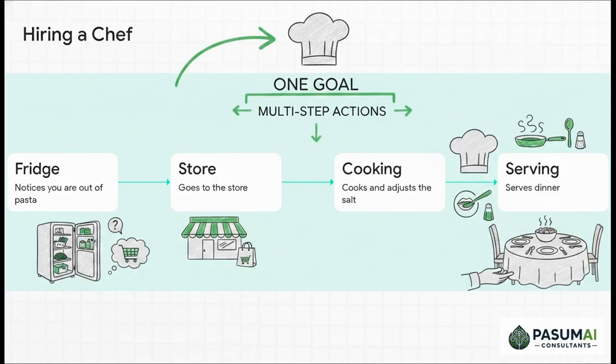Let's map this directly to system architecture. When the chef checks the fridge, that's autonomous data retrieval. When they realize they're out of ingredients and run to the store, that's external tool use and API calling. And most importantly, when they taste the sauce and adjust the seasoning, they are running an autonomous feedback loop. You gave them one goal, and they dynamically calculated the route and autonomously executed all the multi-step processes to actually get it done.